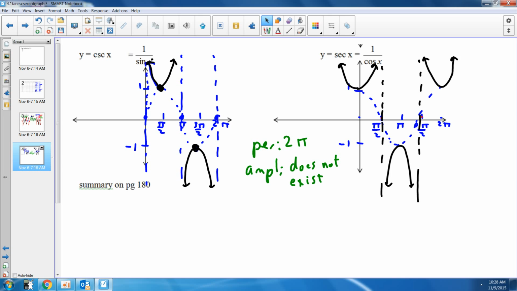The range on both of them is the same. That's your y values. Which are your y values that are covered? They're going to be all y's, and it's going to go from y's greater than or equal to positive 1 and less than or equal to negative 1. So it's y's that include 1 and higher and negative 1 and lower. And that's for both of them. The only thing that's different is going to be the domain.